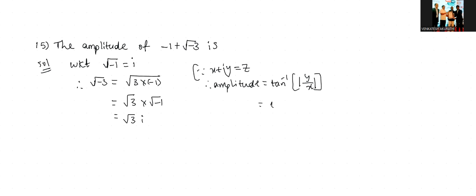Since x plus iy is the complex number, complex numbers are denoted by z. Therefore, the amplitude of the given complex number is tan inverse of mod y by x. This is the formula. For this quadrant, it can be written as pi minus tan inverse mod y by x. So this is the amplitude formula.